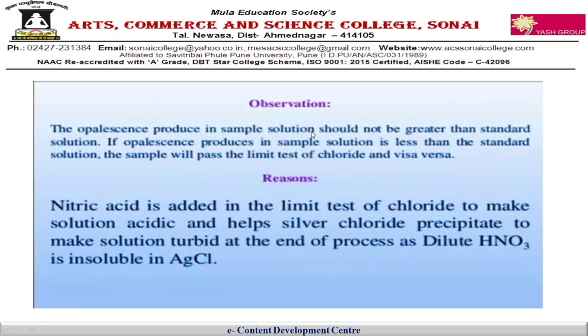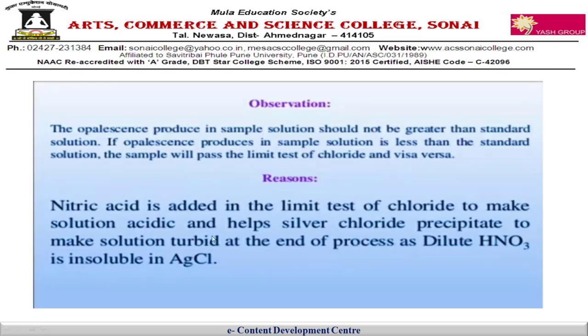Then what is the observation? The opalescence produced in the sample solution should not be greater than in the standard solution. If the opalescence produced in the sample solution is less than the standard solution, the sample will pass the limit test of chloride and vice versa. Means if this turbidity is more than the standard, the limit test fails. In this way, the limit test of chloride is performed.